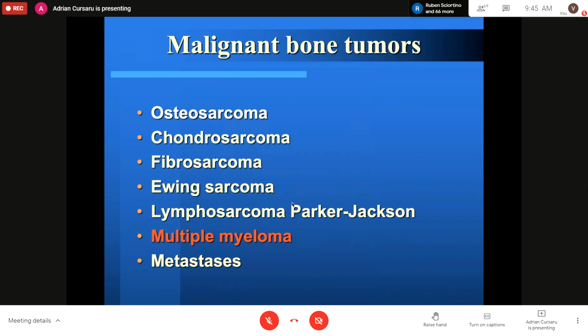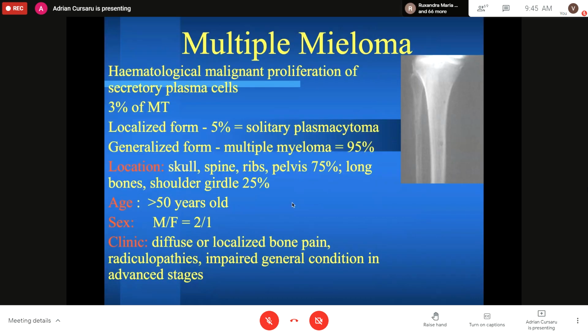Multiple myeloma is another frequent malignant tumor. It is a hematological malignant proliferation of secretory plasma cells, and you will see plasma cells on our biopsy. It is more frequent in males than females, and the clinic isn't specific.